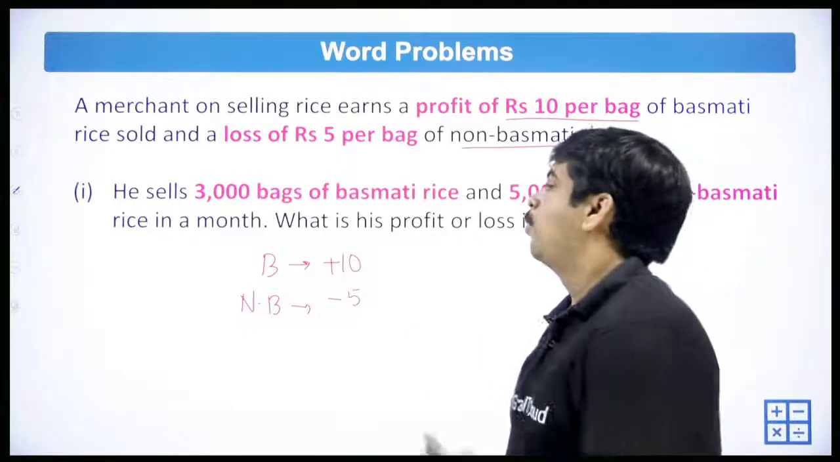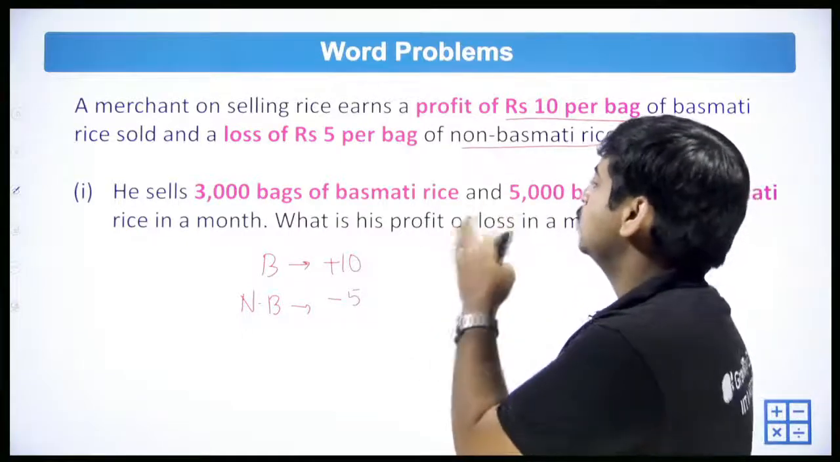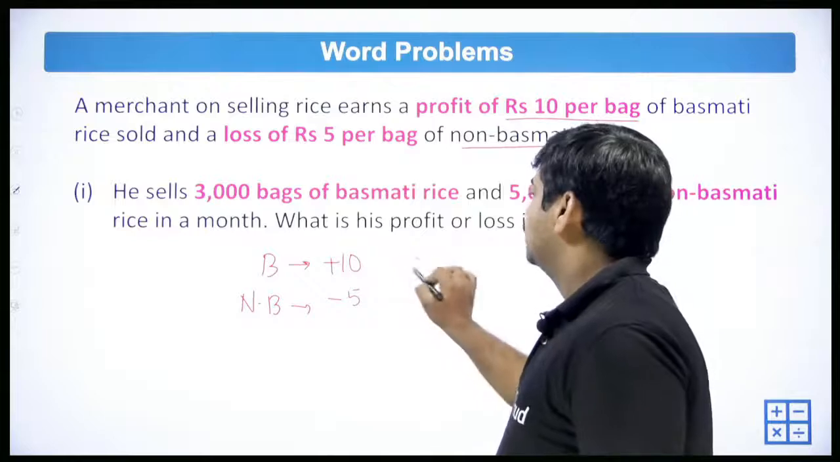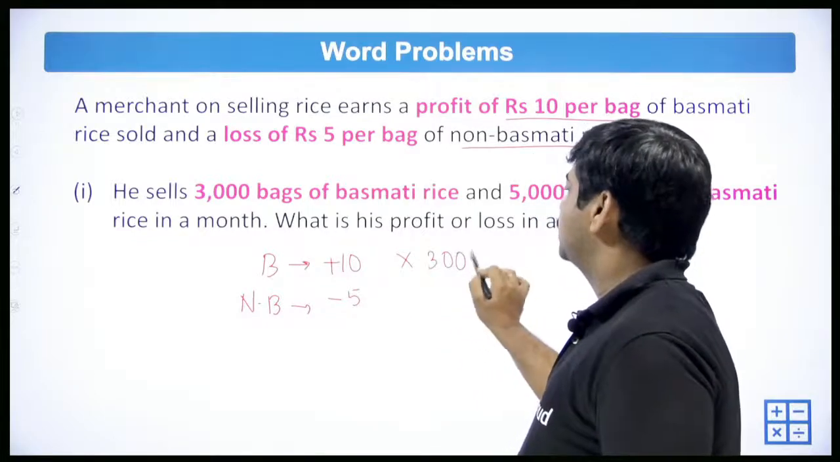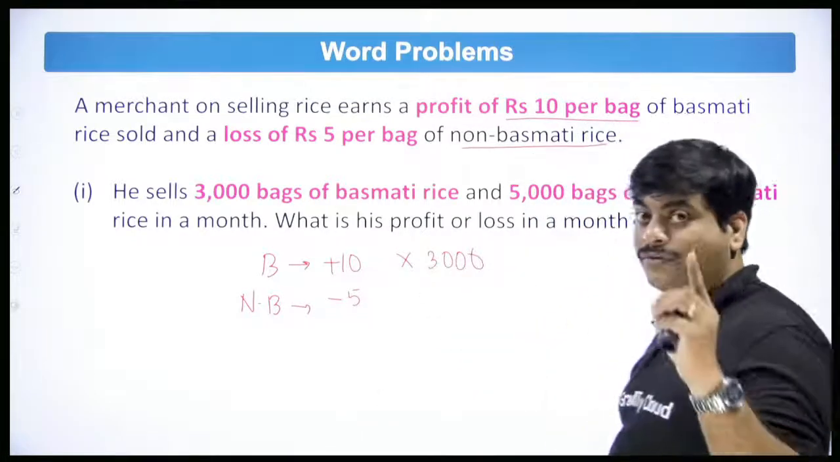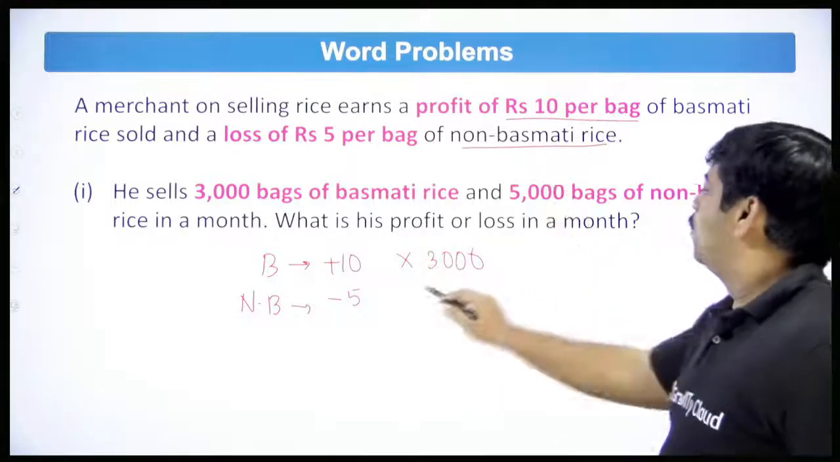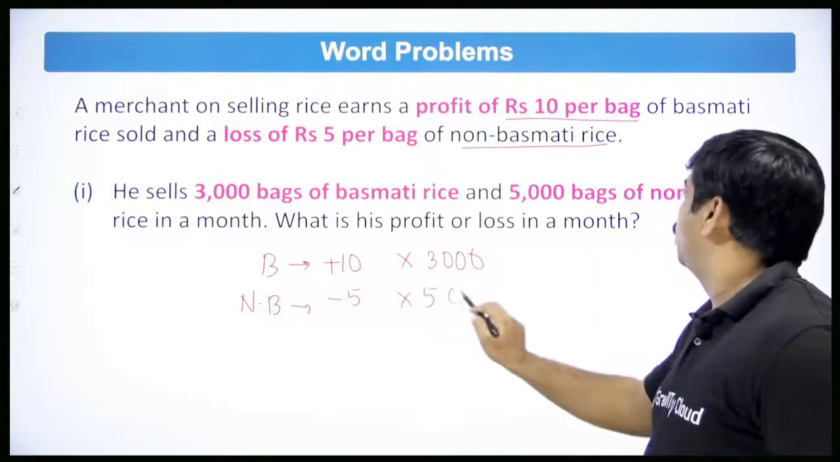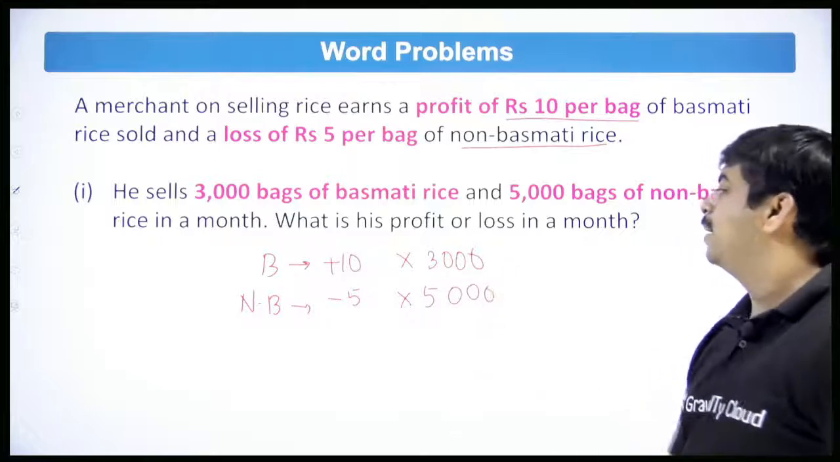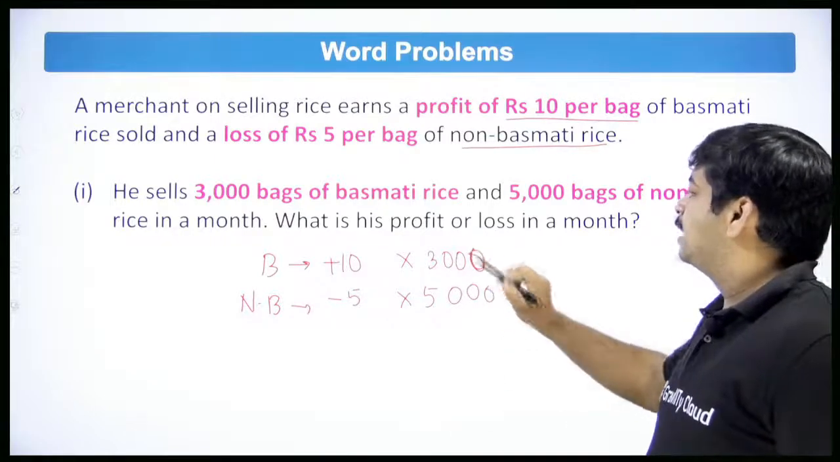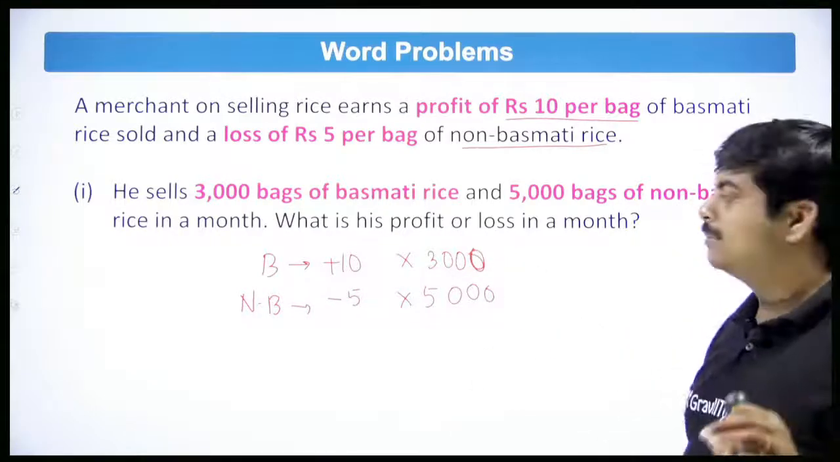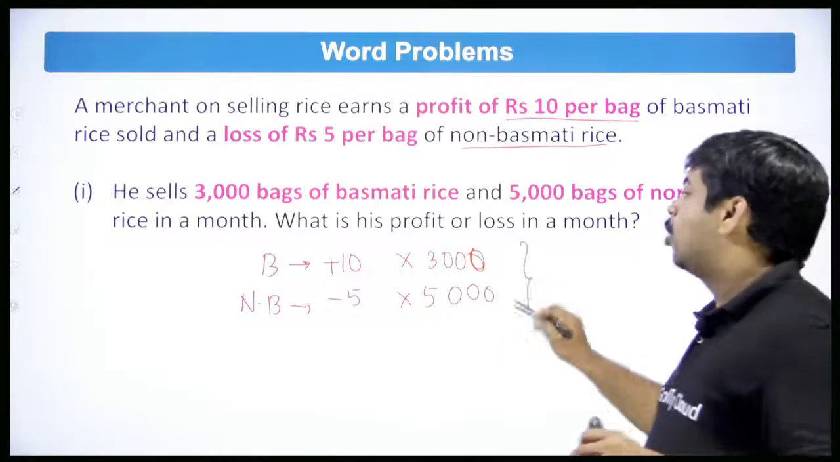The point here is he sells 3,000 bags of basmati rice at a profit of 10 rupees per bag, and 5,000 bags of non-basmati rice in a month. 3,000 basmati and 5,000 non-basmati bags. So what is the profit or loss in a month?